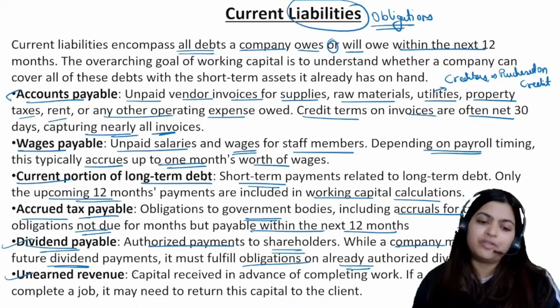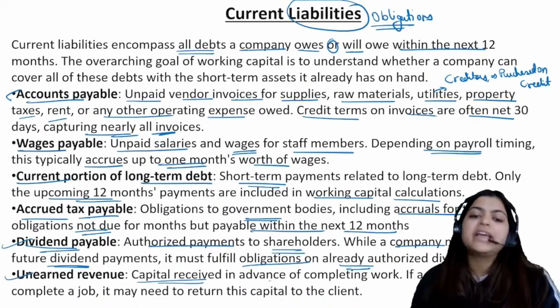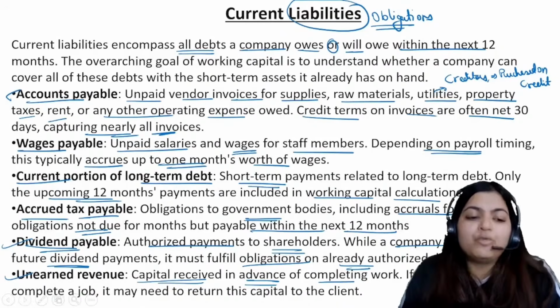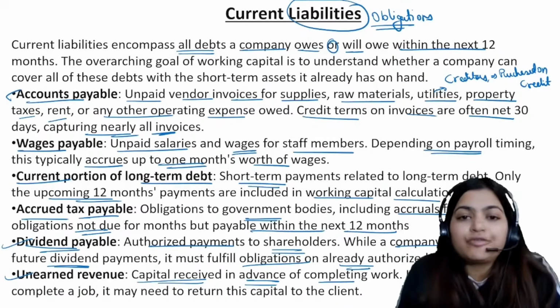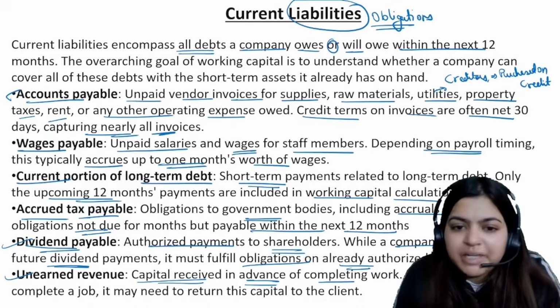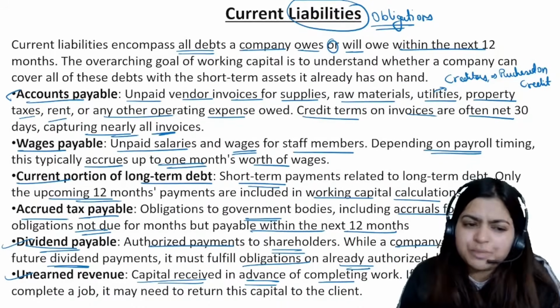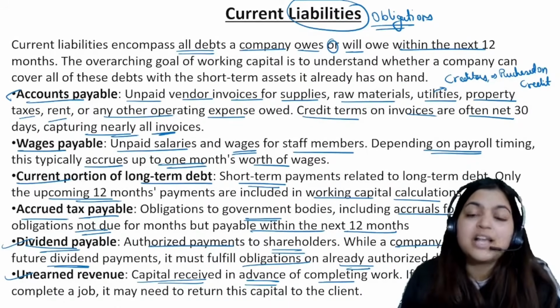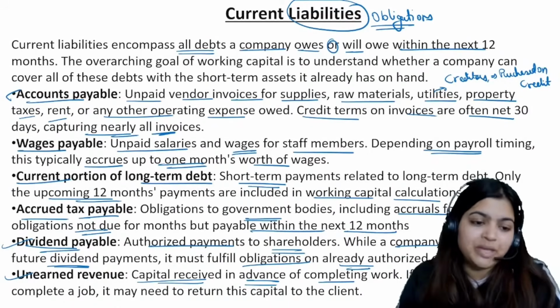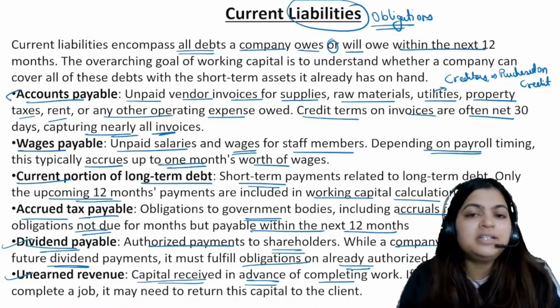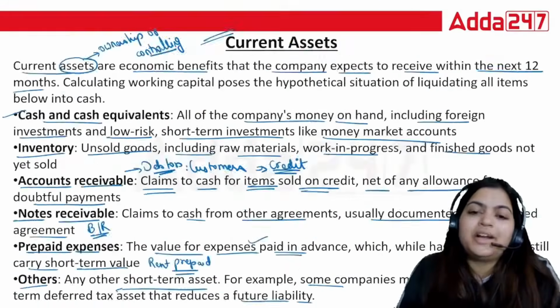And unearned revenue. Capital received in advance for completing work. Yes, all these are different types of current liabilities which you need to remember. Accounts payable, wages payable, current portion of long-term debts, this accrued tax payable, dividend payable, unearned revenue. Yes, so I hope you got this.